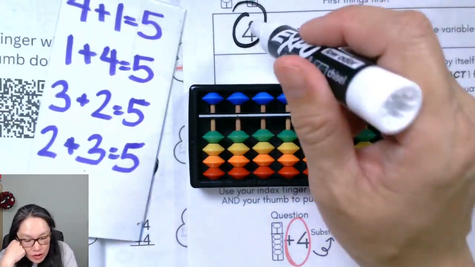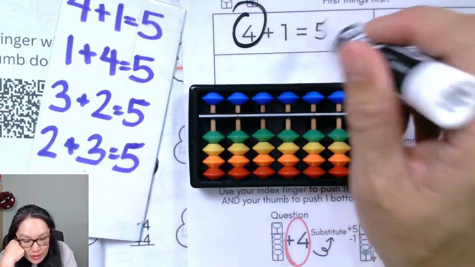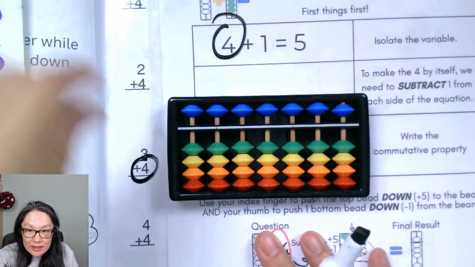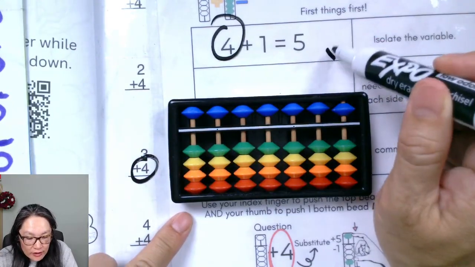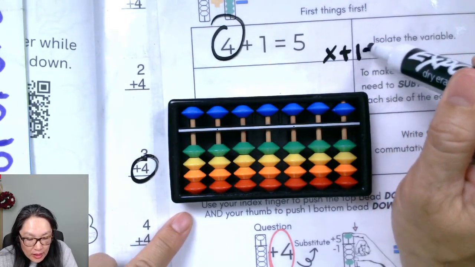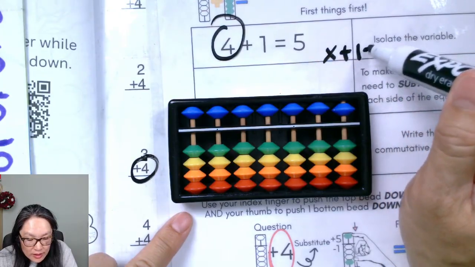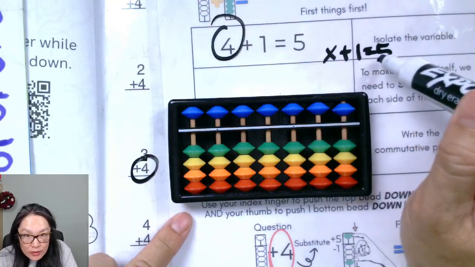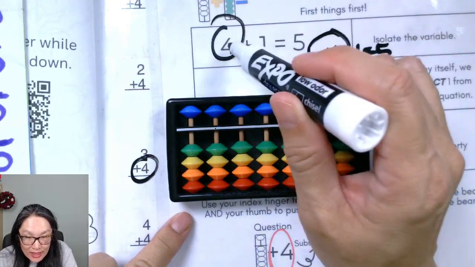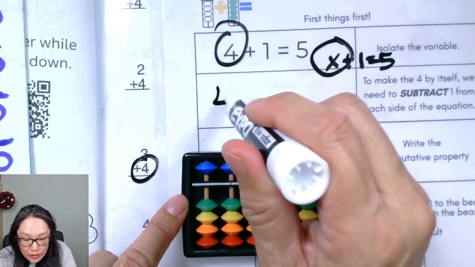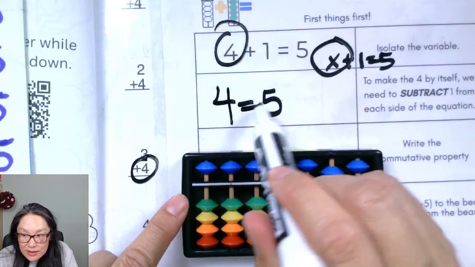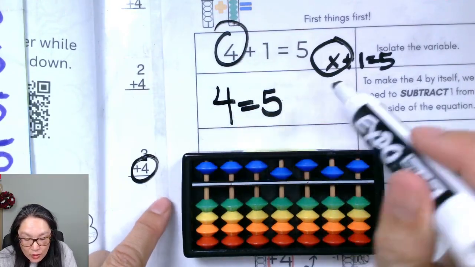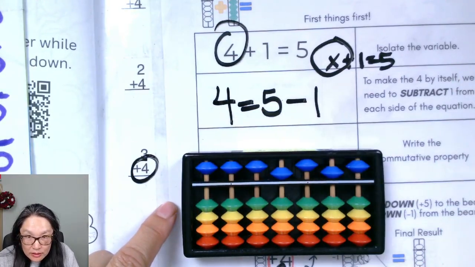So, if you notice, we have 4 plus 1 is equal to 5. Now what we need to do is isolate the variable. Because we isolated the variable, it looks very familiar, like algebra. X plus 1 is equal to 5. Now notice when I want to isolate the 4, I need to have 4 is equal to 5. Remember, this is not balanced. To balance the equation, I want to minus the 1.